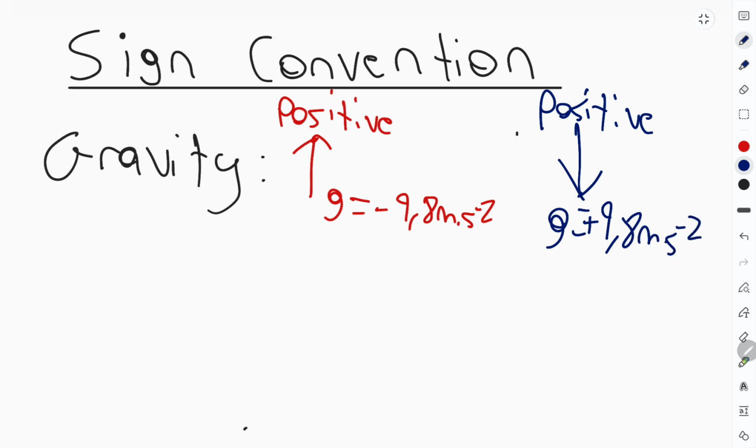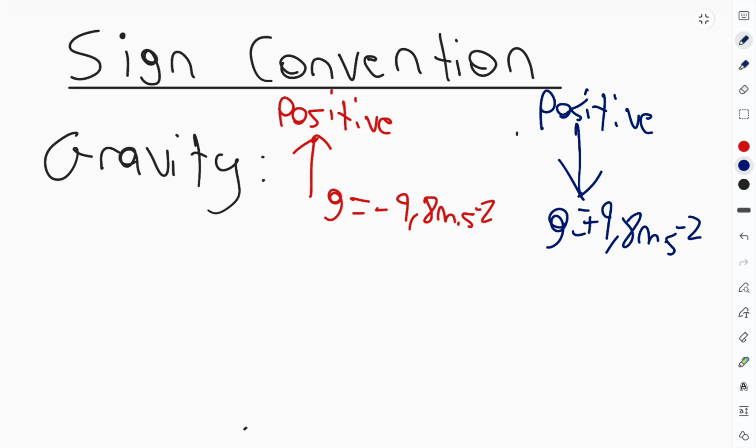So this you can write on top of your page when you do calculations. Just remember, if I choose up as positive, my gravity is going to be negative 9.8 meters per second squared. But if I choose down as positive, my gravity is going to remain as positive 9.8 meters per second squared everywhere in my equation. So that means for all the calculations.